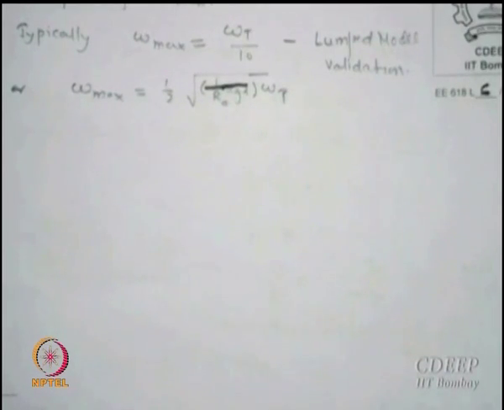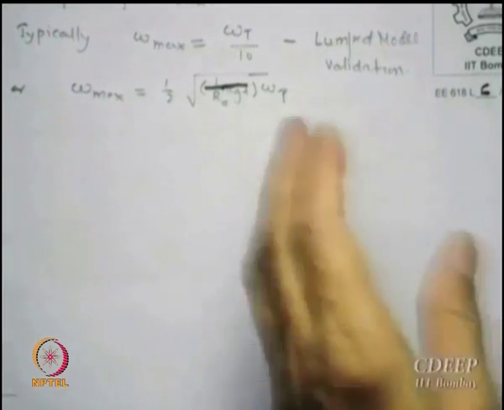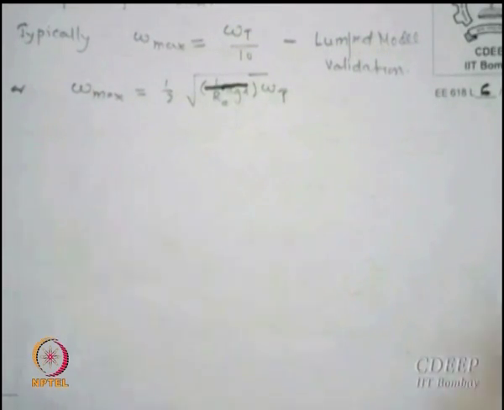Now this is the other method I suggested: you can take a geometric mean of the pole frequency and the FT, and it may come close to the value of one-tenth. So it's not that either one is wrong or right, maybe this is a little more accurate, but one-tenth is a good enough approximation. This is what we did, I am just trying to recapitulate.